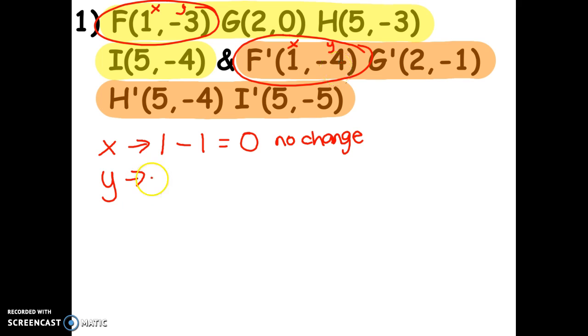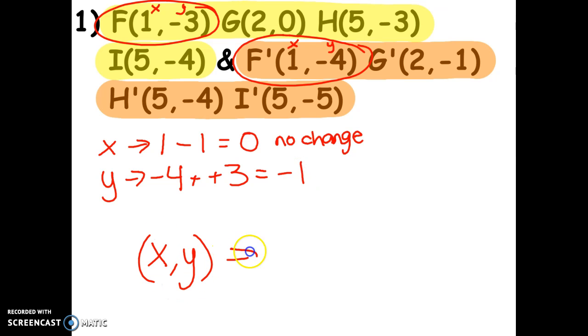Our image Y value is -4 minus our pre-image Y value, which is -3. 2 negatives equal a positive. -4 plus 3 is -1. So this tells us that what's happening to the Y values is that we're subtracting 1. So let's go ahead and write our function. Remember, the X values, no change, but the Y values, we are subtracting 1.